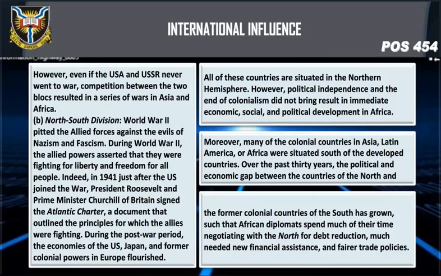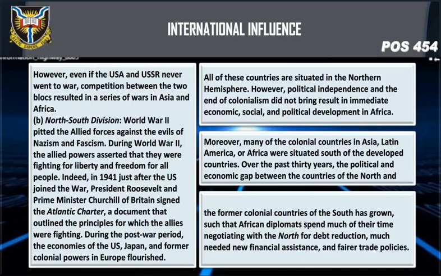During the post-war period, the economies of the US, Japan, and former colonial powers in Europe flourished. All of these countries are situated in the Northern Hemisphere. However, political independence and the end of colonialism did not bring immediate economic, social, and political development in Africa. Moreover, many of the colonial countries in Asia, Latin America, or Africa were situated south of the developed countries.